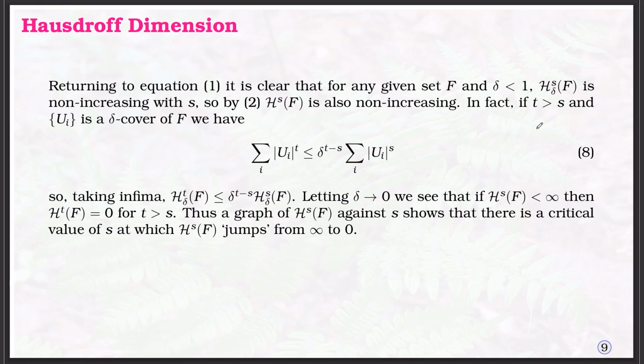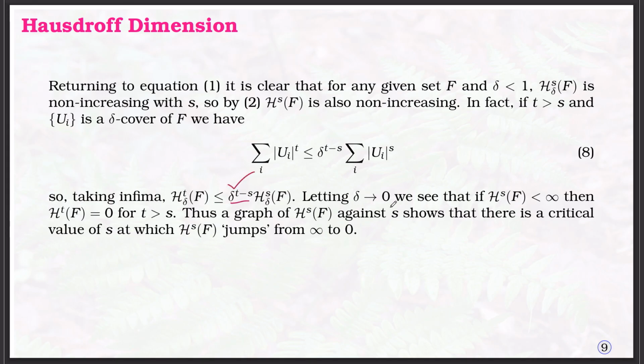In fact, if t is greater than s and ui is a delta cover of F, then the sum of modulus of ui power t is less than or equal to delta power t minus s times the sum of modulus of ui power s, because t is greater than s. So, taking infima, one can get H^t of F is less than or equal to H^s of F multiplied with this quantity delta power t minus s. Taking the infimum here, one can get this quantity.